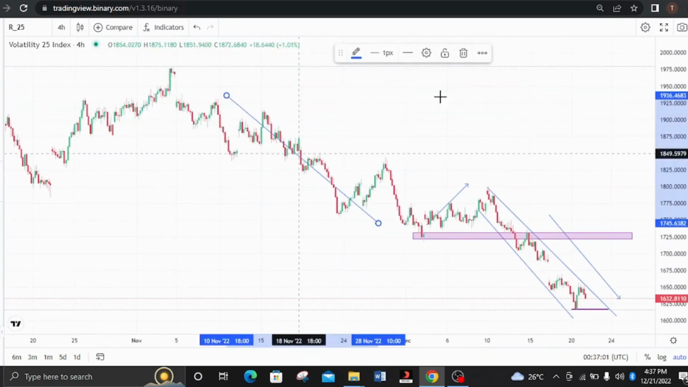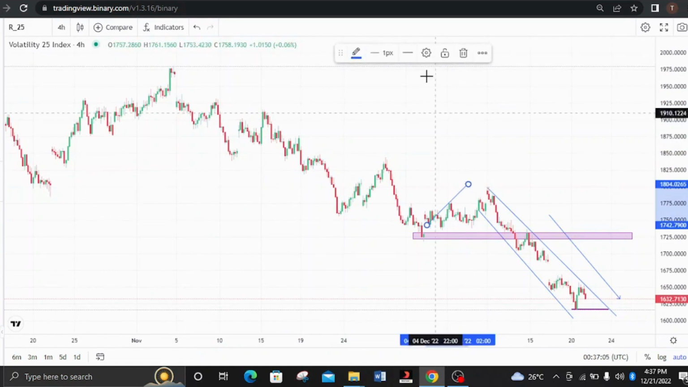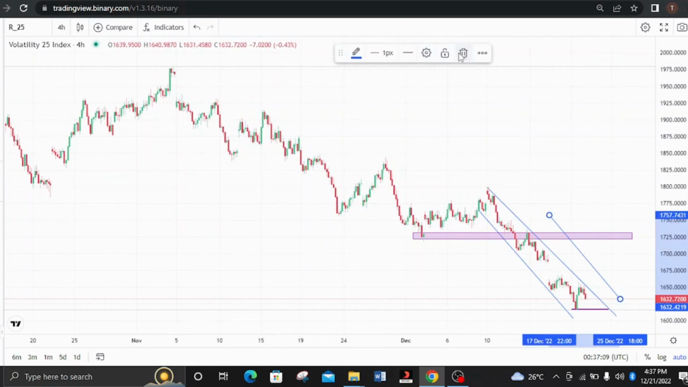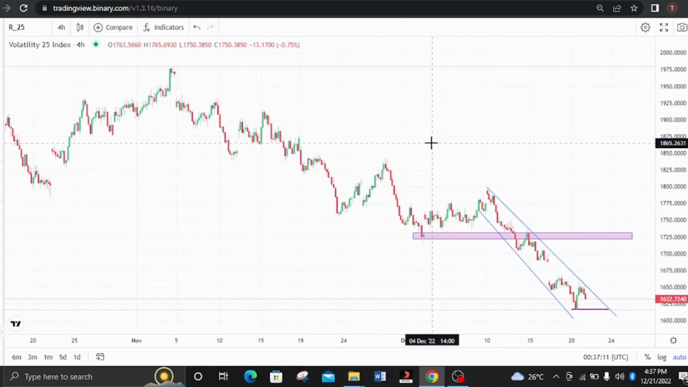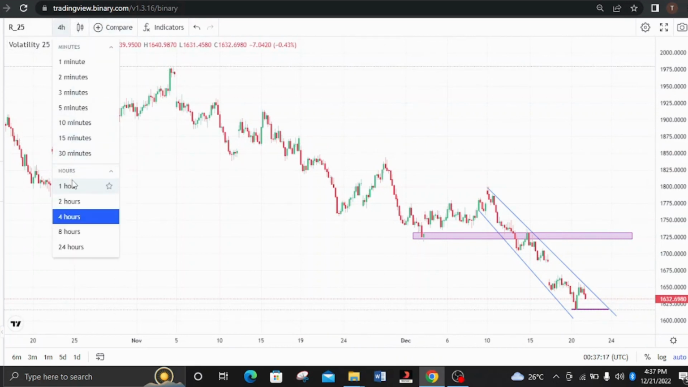Okay, let me delete these. I think now we have a better view of what is going on in the bigger time frames. So the entire trend is bearish. The entire trend is bearish. So let's look at smaller time frames to have a better view of what is going on. Let's go to the 2 hours.